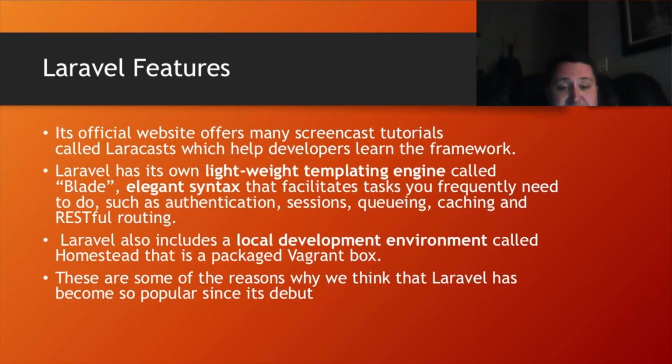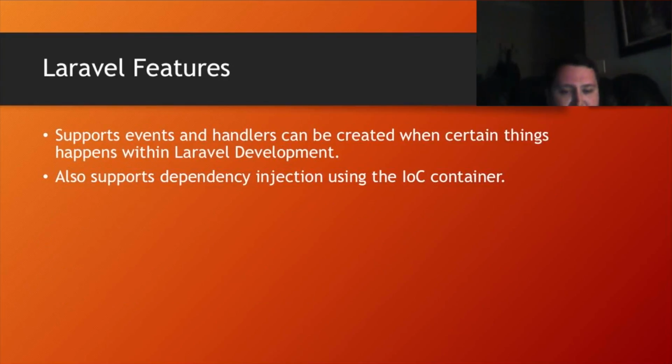Also, some more of Laravel's features: its official website offers many screencast tutorials called Laracasts, which help developers learn the framework. Laravel has its own lightweight templating engine called Blade, with elegant syntax that facilitates tasks that you frequently need to do, such as authentication, sessions, queuing, caching, and RESTful routing. Laravel also includes a local development environment called Homestead. This is a packaged Vagrant box. These are some of the reasons why we think Laravel has become so popular since its debut in 2011.